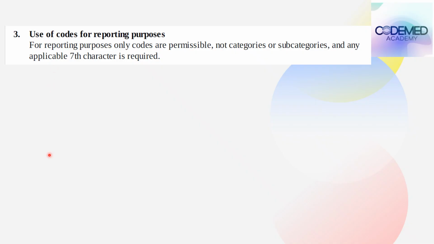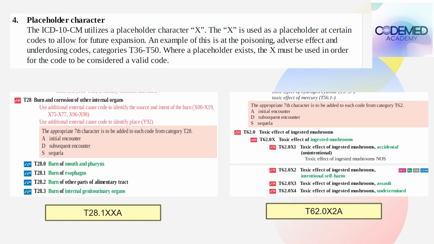Some of the conventions require a greater understanding. Now let us understand this important concept of the placeholder. It is the character X, or the letter X. The X is used as a placeholder at certain codes to allow for future expansion. What does it mean? I'm going to take this example. In this example, this particular code does not, as of now, have the fifth character, but it has the seventh character. Because it doesn't have the fifth character, we put the placeholder X in that place so that it is holding the place of that particular character, and then we write the code like this.